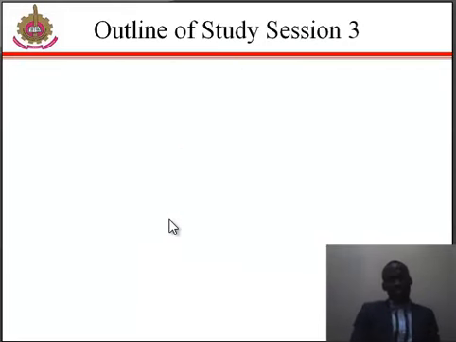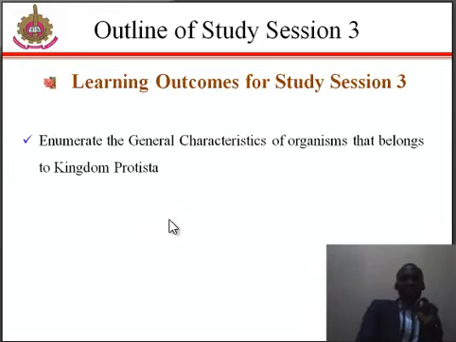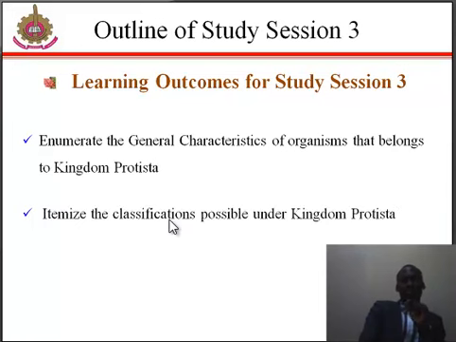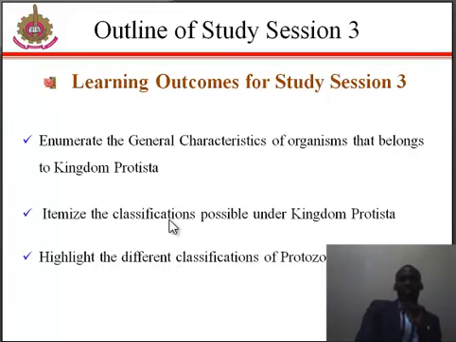At the end of this study session, you must be able to enumerate the general characteristics of organisms that belong to Kingdom Protista. Also, you must be able to itemize all classifications of organisms that are possible under Kingdom Protista. Finally, you must be able to highlight the different classifications of organisms under Protozoan.